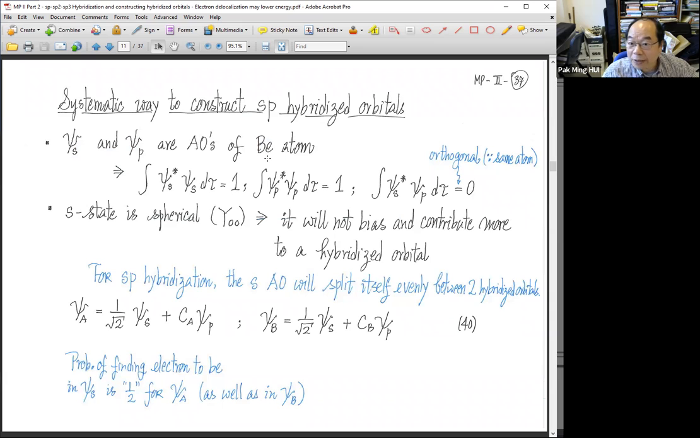Since they belong to the same atom, we call the atomic orbitals normalized. So the inner product ss is 1, and the inner product pp is 1. They are also orthogonal. The reason: same atom. Okay. Now, the first argument in constructing hybridized orbitals systematically.